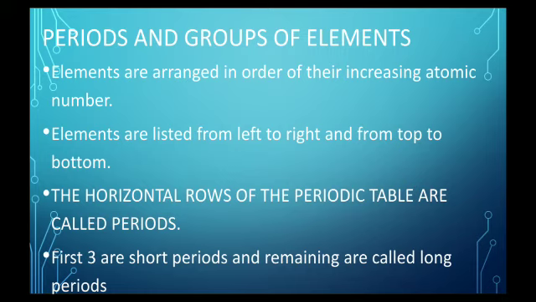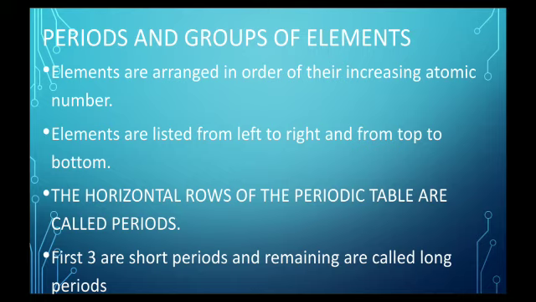There are 7 periods in the periodic table. The first 3 are short periods and the remaining are called long periods, because the first 3 have fewer elements and the other periods have more elements. Period number 1 has only 2 elements. Then period number 2 has 8 elements, and so on. So you can find the number of elements in each period in the periodic table.